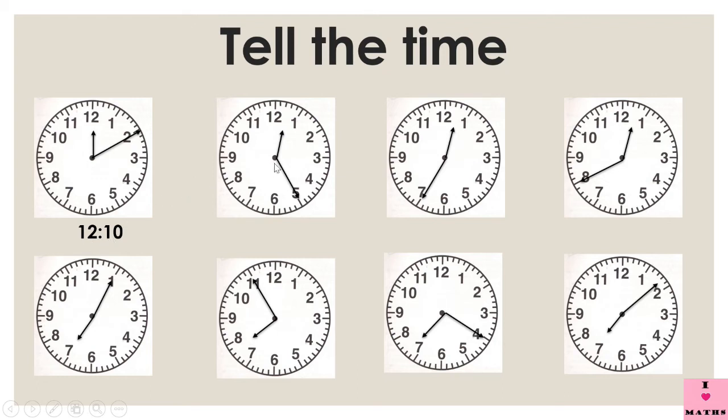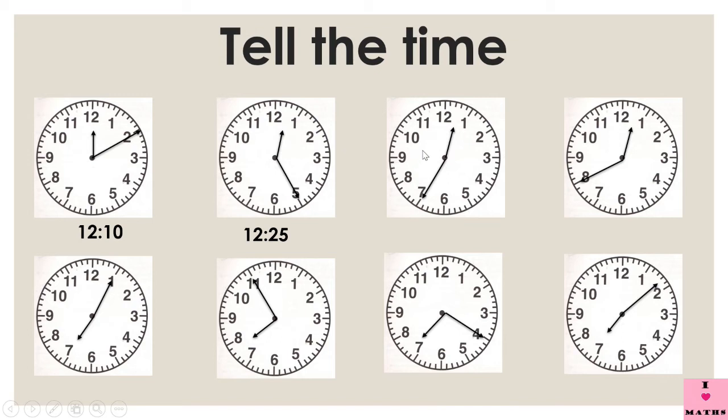Okay, look at this. The hour hand is past 12 and the minute hand is on 5. 5 fives are 25. 25 minutes have passed since 12 o'clock. So we will say 25 minutes past 12. And how do we write it? Let's see. 12:25.